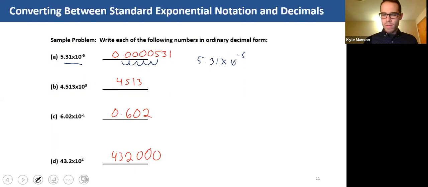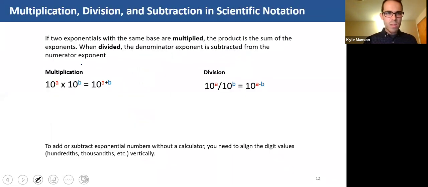Okay, so continuing on the theme of using our calculator in this class, we want to look into multiplication, division, and subtraction in scientific notation.